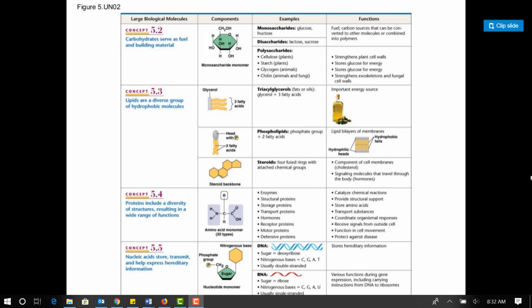Fatty acids come in two varieties. So we have fatty acids, two fatty acids and a hydrophilic head. Let's talk about these fatty acids. They come in two varieties. They come in the saturated variety.